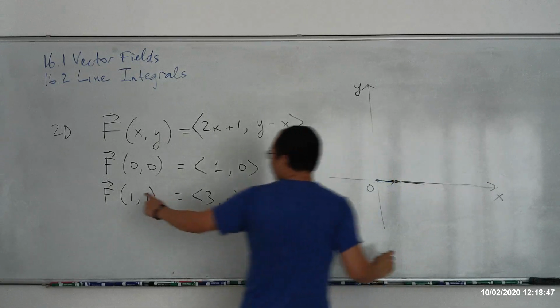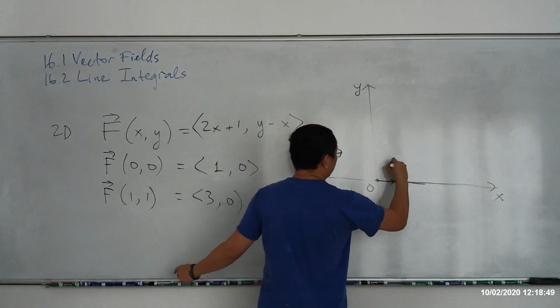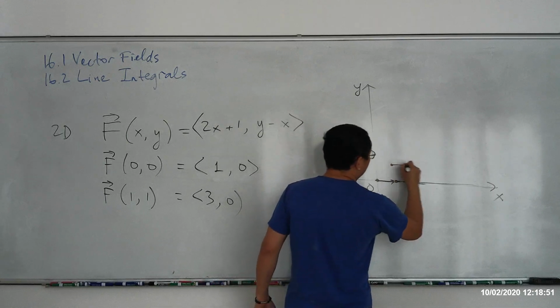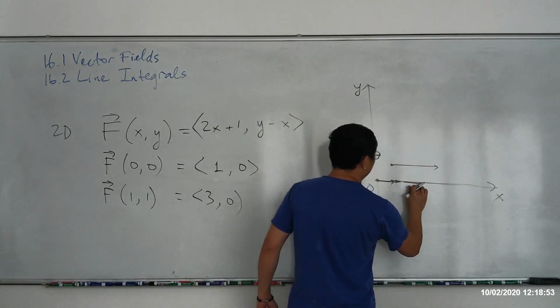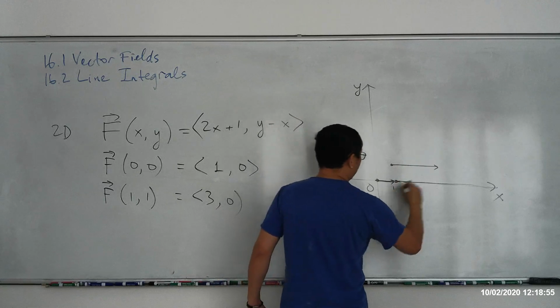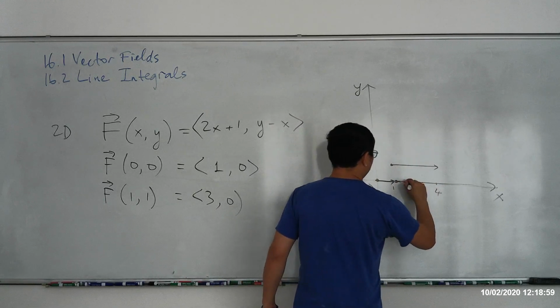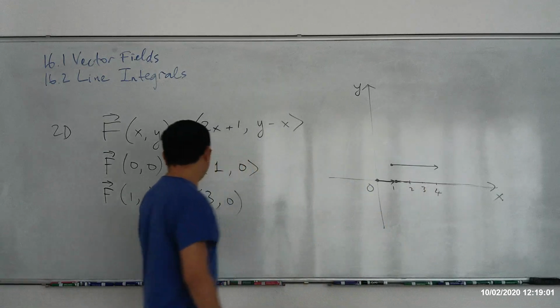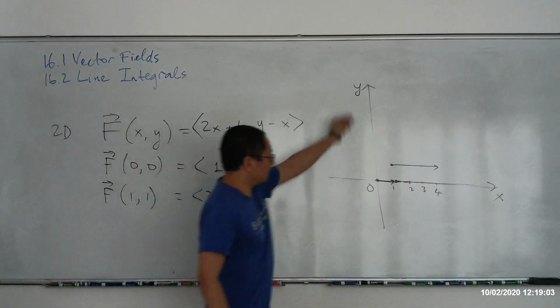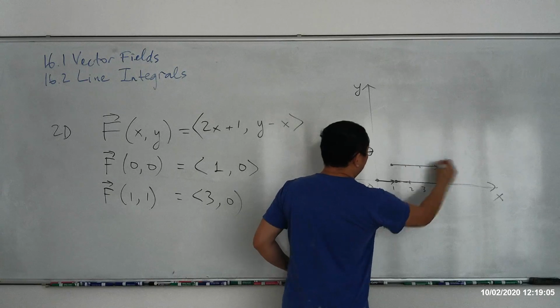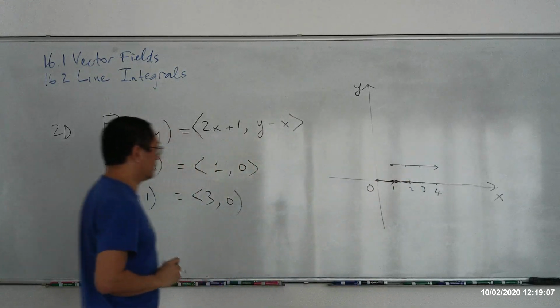Let me draw. At the point 1, 1, the point 1, 1 is right here. I have the vector 3, 0. This is the vector. Okay, this is 1, 2, 3, 4. 3 units to the x and 0 units for the y. So 1, 2, 3 units to the x and 0 for the y. This is the second vector.